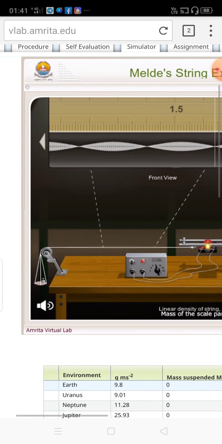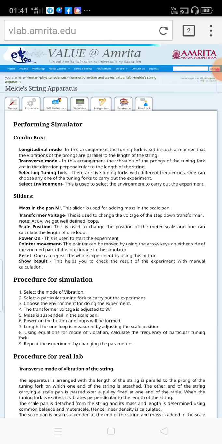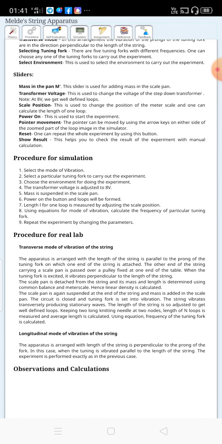For the simplicity of your practical, I am coming back to the procedure part once. Here you see the procedure. Here is a combo box and slider procedure for the simulator clearly mentioned. Select the mode of vibration, select a particular tuning fork to carry out the experiment, choose the environment for doing the experiment. The transformer voltage is adjusted to 8 volt.